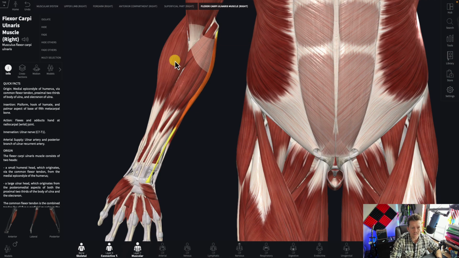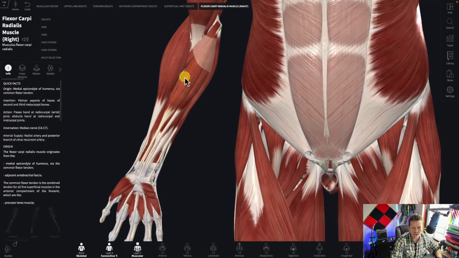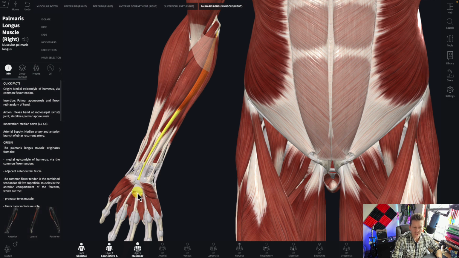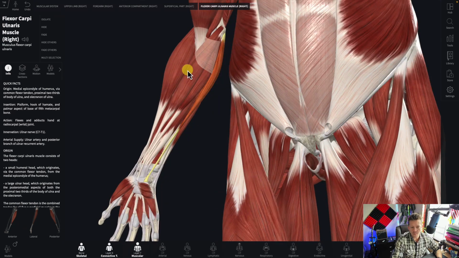So let's recap. Brachioradialis flexes the forearm. Flexor carpi radialis abducts the wrist. Palmaris longus, when it's connected to the aponeurosis, flexes the palm, and flexor carpi ulnaris adducts the wrist. So these are the four important muscles that are located on the forearm on the anterior side, so flexors.